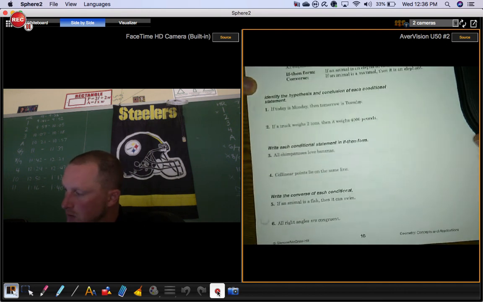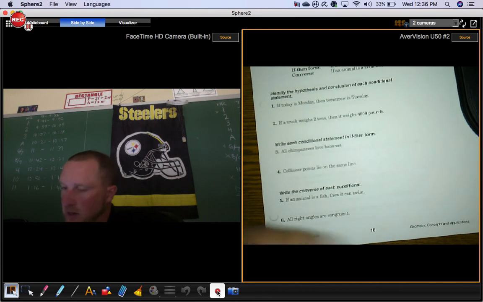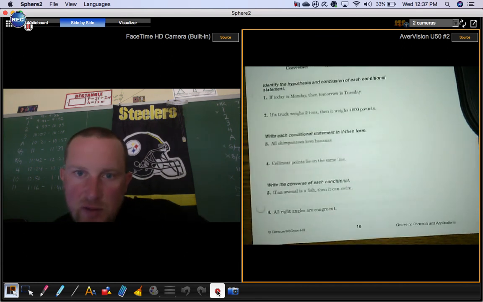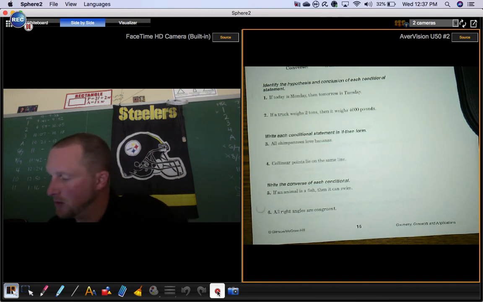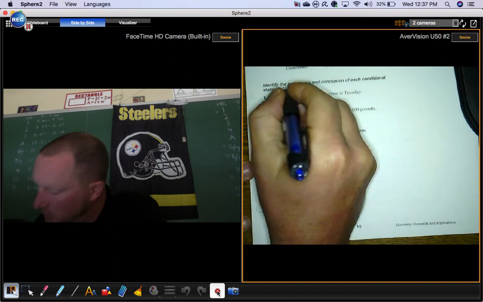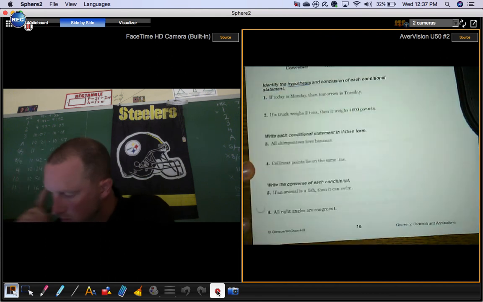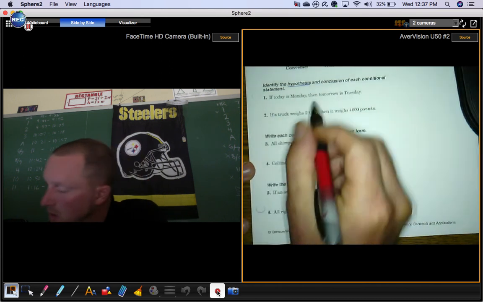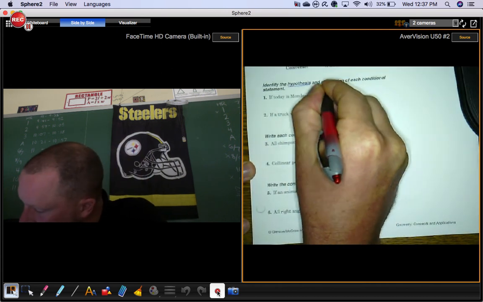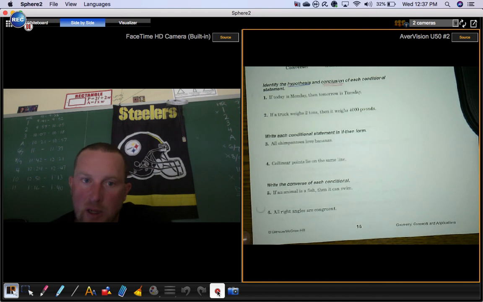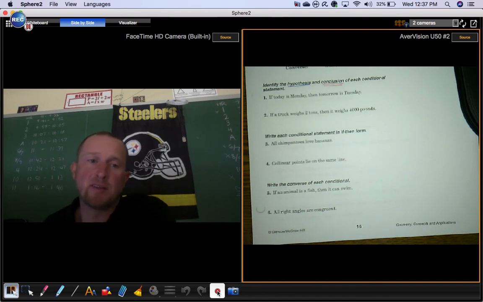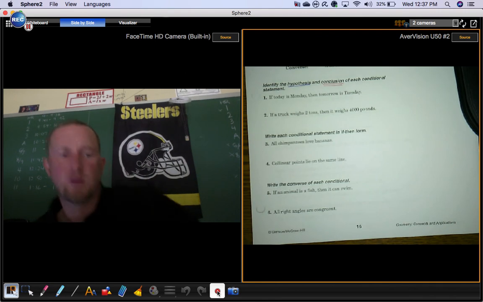This first set of examples asks you to identify the hypothesis and conclusion of each conditional statement. That's pretty easy. Your hypothesis, we're going to underline that once. I use blue. And you're going to underline the conclusion twice. I use red. You can do the same thing. You can use pens, colored pencils, whatever works for you.